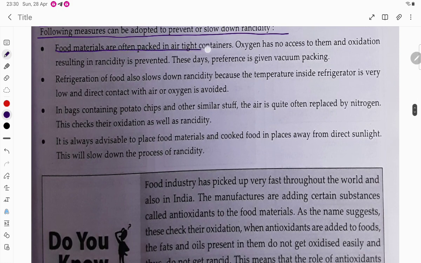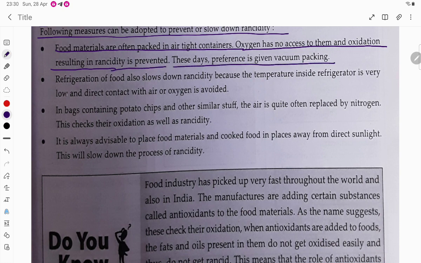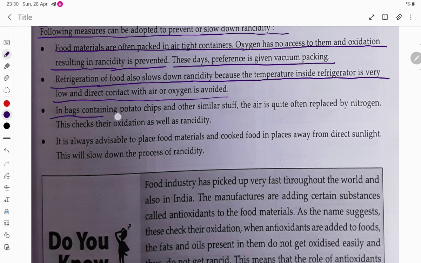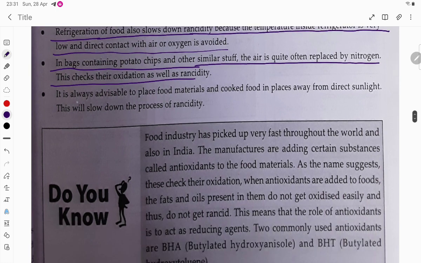Food materials are often packed in airtight containers. Oxygen has no access to them and oxidation resulting in rancidity is prevented. These days, preference is given to vacuum packing. Refrigeration of food also slows down rancidity because the temperature inside the refrigerator is very low and direct contact with air or oxygen is avoided. In bags containing potato chips and other stuff, the air is quite often replaced by nitrogen to check their oxidation as well as rancidity.